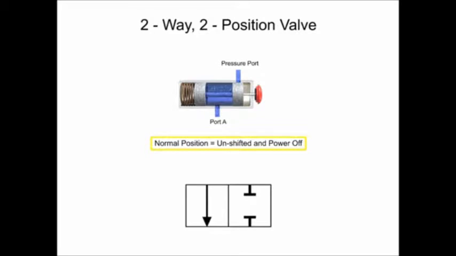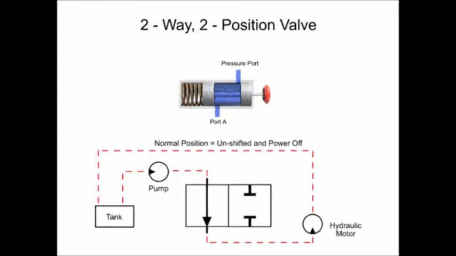In this case, position 1 is the normal position. Therefore, the lines to indicate the normal position are drawn in the first box. On a hydraulic schematic, the lines that indicate the normal position will be connected to other devices in the system.